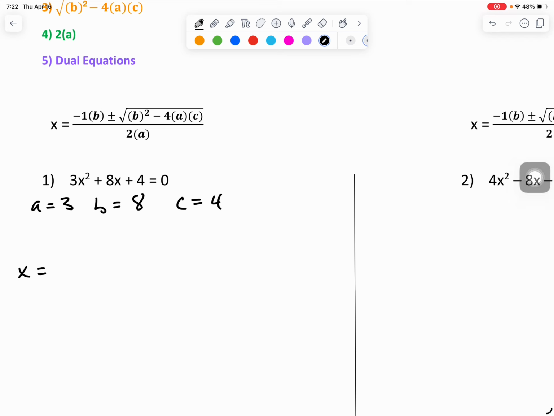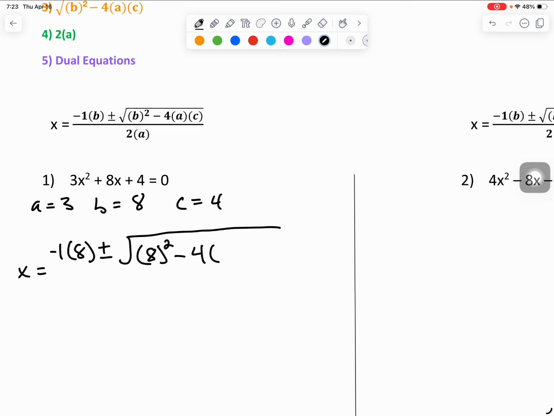X equals -1, open parenthesis. I'm doing this because the formula tells me to. I will put my B there of 8, close it, plus minus radical. And again, you guys can tell, I'm just following the formula. Open your parenthesis. Put in your B again of 8. Close parenthesis. Square it. -4.